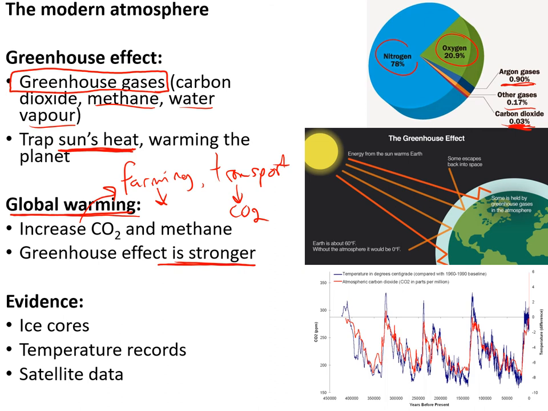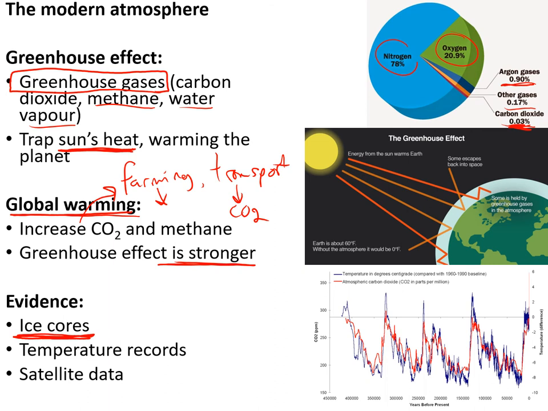How do we know this? Well, we've got lots of evidence. Firstly, if we look in ice cores, so we're looking at great big chunks of ice that we're digging up from the ice sheets in Antarctica and Greenland, and we can see from those the way that the temperature and the carbon dioxide levels track each other very closely over time.